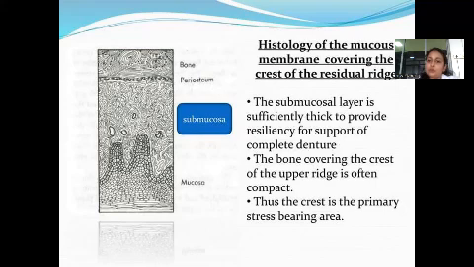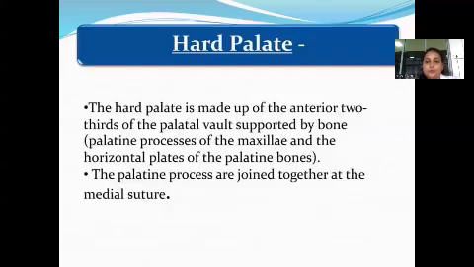So moving to the histology of the mucous membrane covering the crest, the submucosal layer is sufficiently thick to provide the resiliency to support the complete tension. So for that, the crest is called the primary stress bearing area.